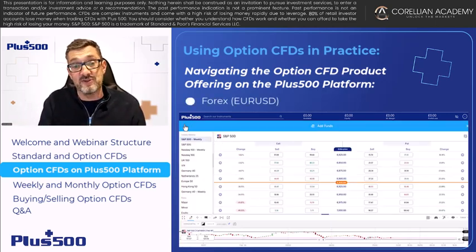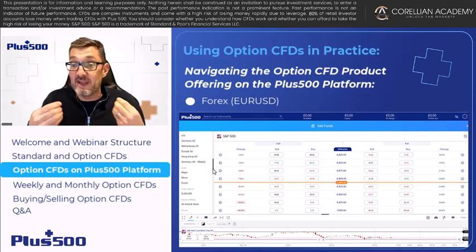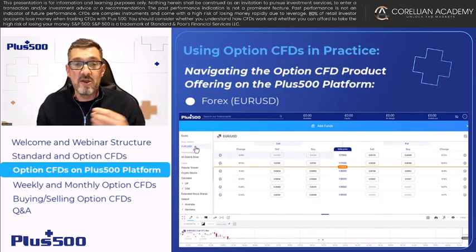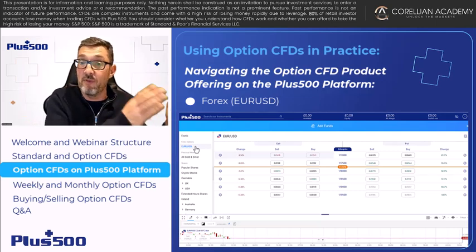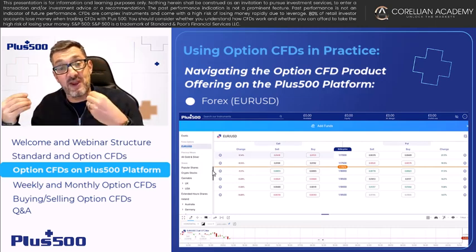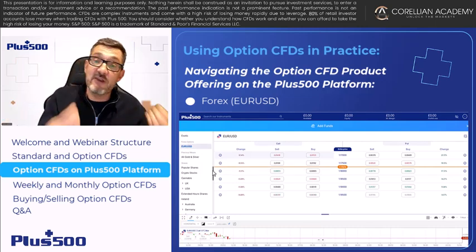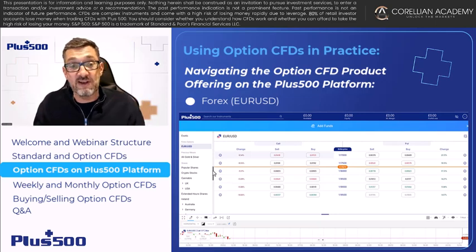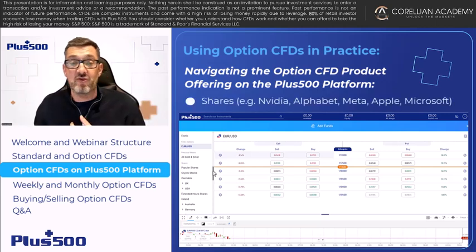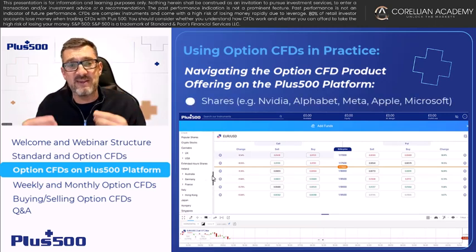Plus500 also offer option CFDs on major FX pairs, including euro-dollar, the most heavily traded currency pair in the world. You'll find these under the Forex category on the left-hand side of the platform, again within the options section. This gives you a way to trade interest rate expectations, central bank policy shifts, or volatility in currency markets without managing CFD spot positions.